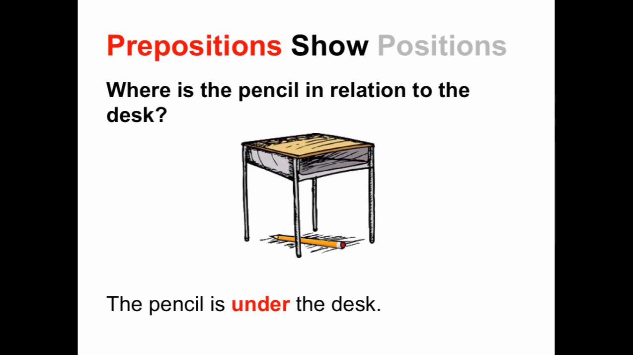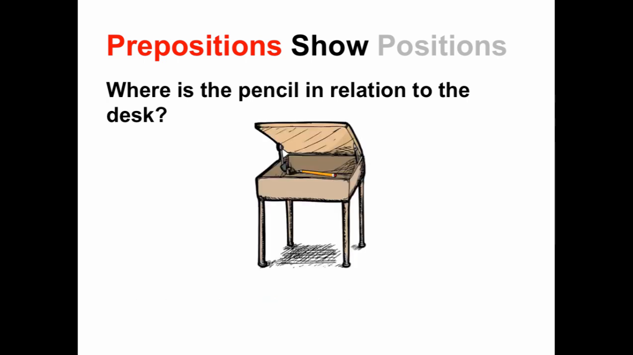And here's one more example. Where is the pencil in relation to the desk? The pencil is inside the desk. In this sentence, the preposition is inside. Again, it expresses the relationship between the desk and the pencil, showing us that the pencil is inside the desk.